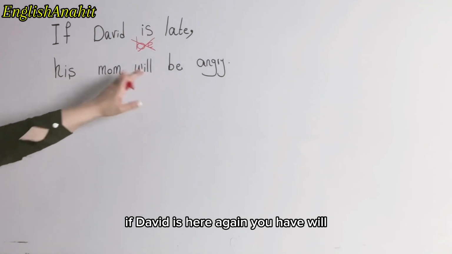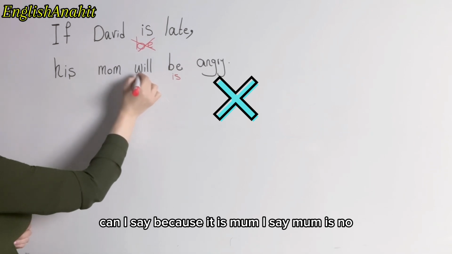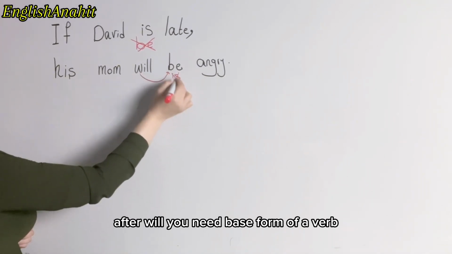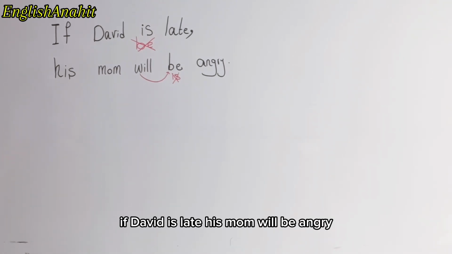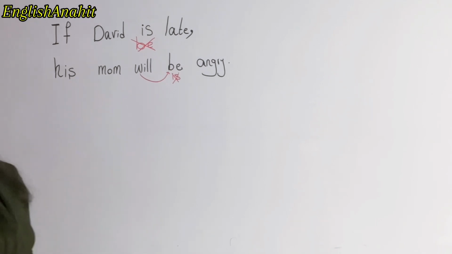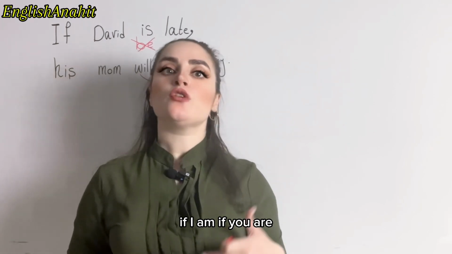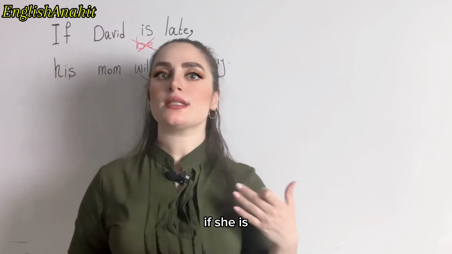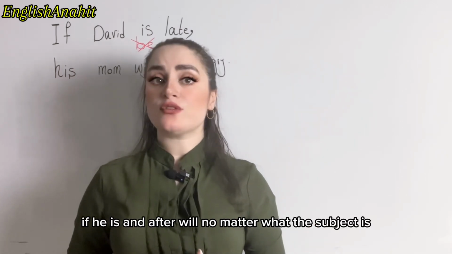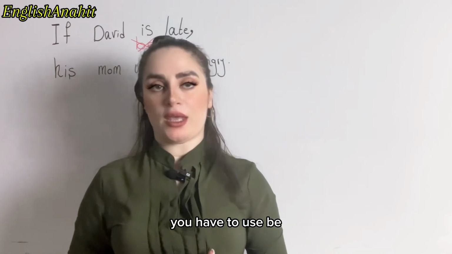Here again you have will. Can I say, because it is mom, mom is? No. After will, you need the base form of the verb, and the base form of a to be verb is be. If David is late, his mom will be angry. If I am, if you are, if we are, if they are, if she is, if he is, and after will, no matter what the subject is, you have to use be.